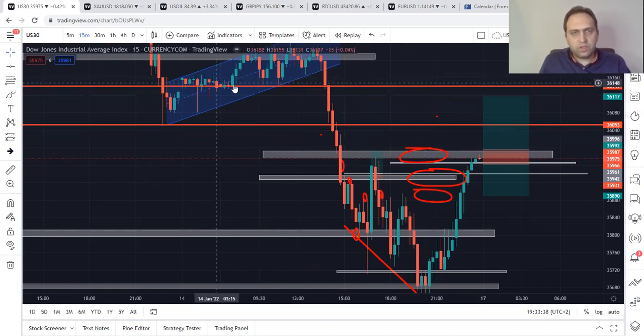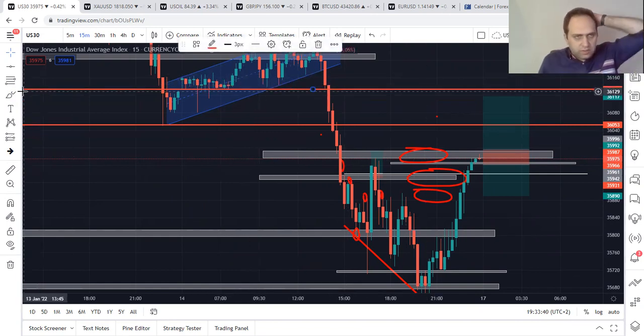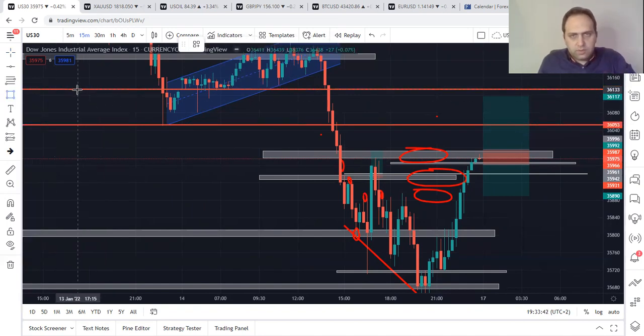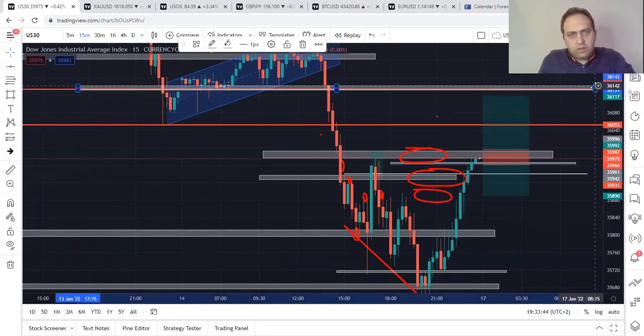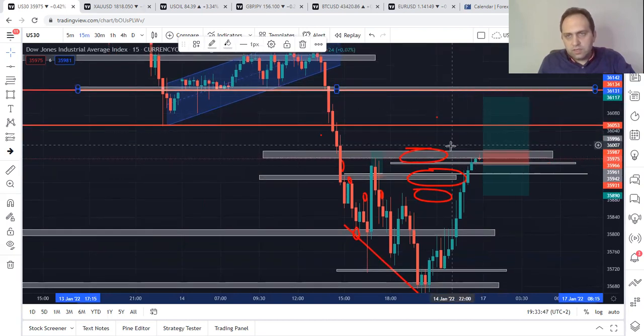The support here, this area, all this area. So I will take it this way. Okay, and of course it can resume up, but this is the area. So first the entry is 35,997.